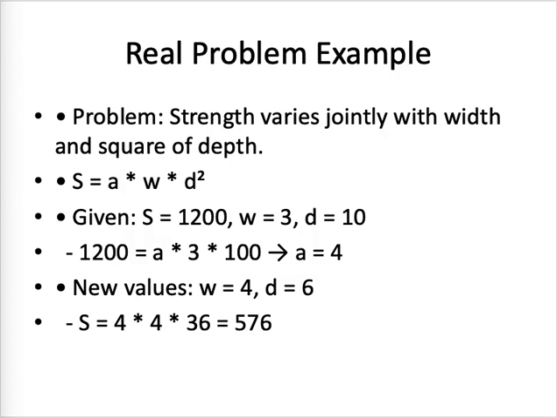If strength is 1200 when width is 3 and depth is 10, we get 1200 equals a times 3 times 100. That makes a 4. Now with width 4 and depth 6, we calculate S equals 4 times 4 times 36, which is 576.